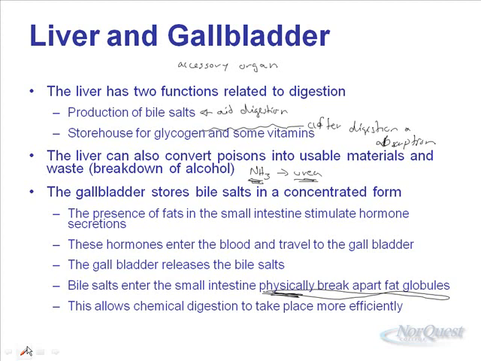That bile salt allows all those fat chains to untangle from each other, but there's no chemical digestion yet. But what it does do is it spreads out those long fat chains and allows digestive enzymes to attack them more efficiently. So it's about making fat digestion more efficient.